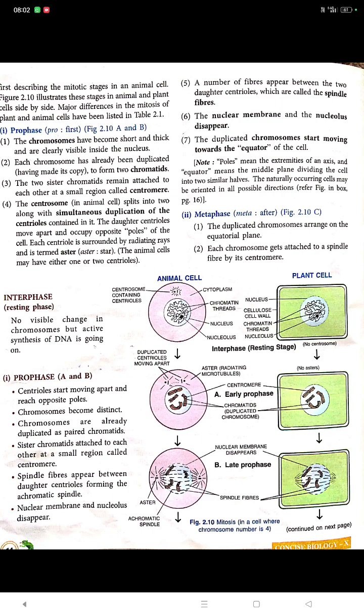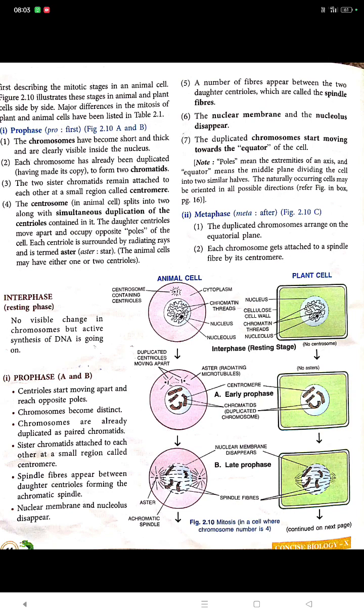Okay, the prophase, in animal cell and plant cell. Centrioles start moving apart and reach opposite poles. The centrioles are at the top of the nucleus. They will go and stand at the poles of the cell. This is the first point of prophase.